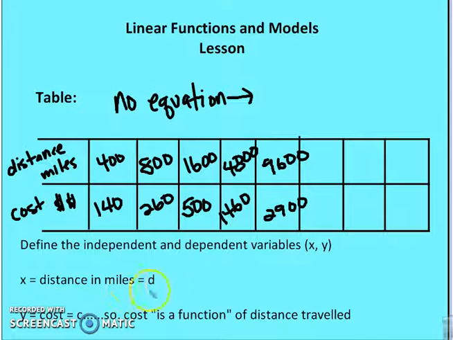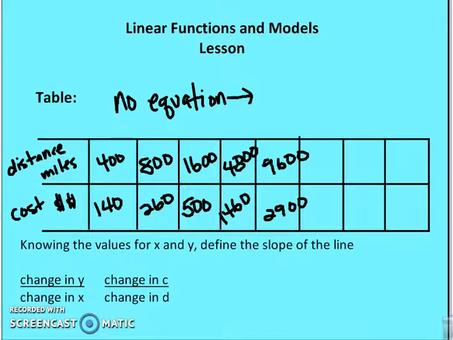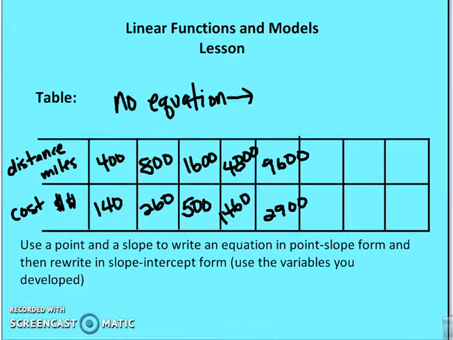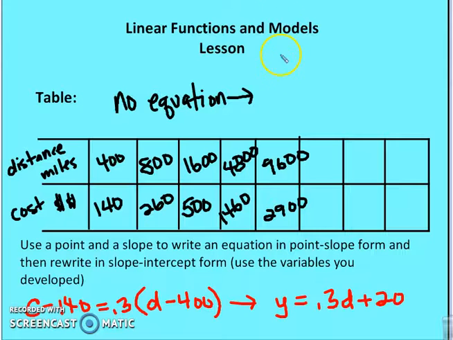All right, so we're going to define our independent and dependent variables. We see that x is the distance in miles, that's the independent variable. Y is the cost of the distance traveled. So we want to find the change in c over the change in d, and we figure out that it's 0.3. We can use the first change here, 140 to 260, 400 to 800. Now we use point slope form to write an equation, and we can just select one point. So c minus 140 is equal to 0.3 times d minus 400. And then we end up with the equation y is equal to 0.3d plus 20.